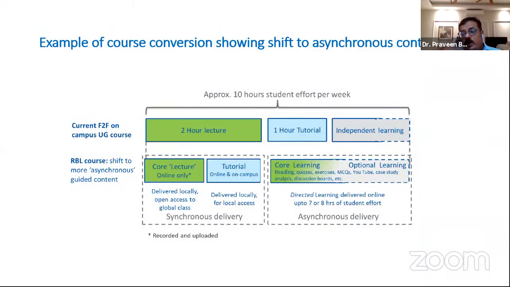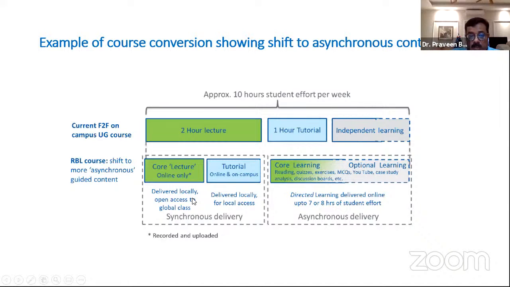So how we converted our traditional way of doing classes to this particular responsive blended learning style. This is our traditional way of conducting classes. For an undergraduate face-to-face course, we have a 2 hour continuous lecture session and a 1 hour tutorial, and the balance is independent learning. This is what we used to do.